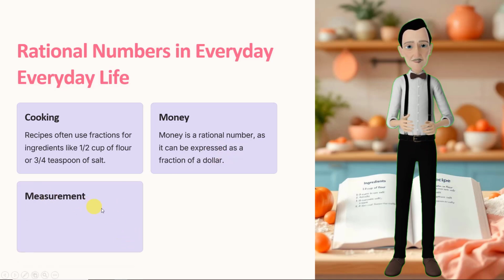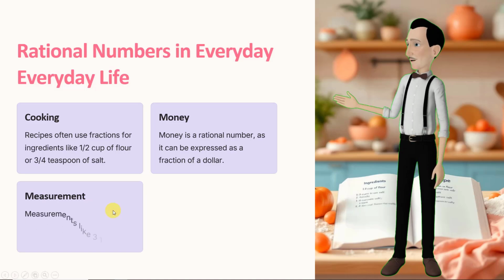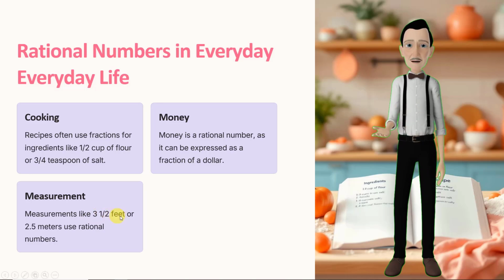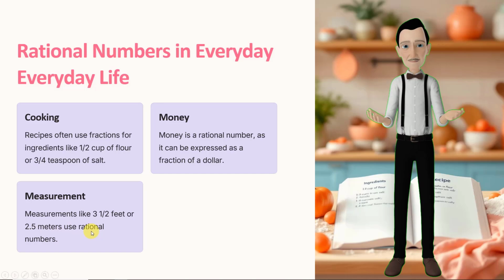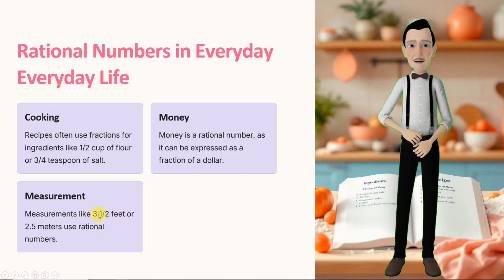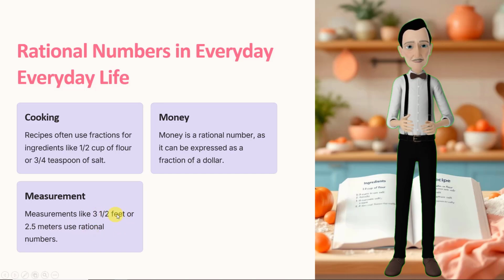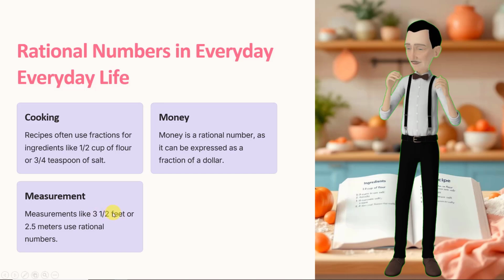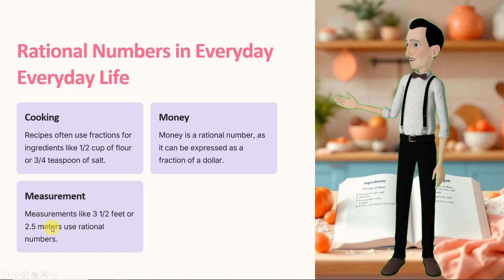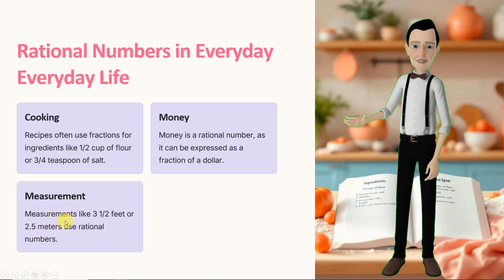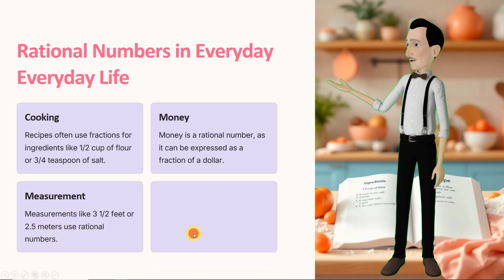Then measurements, of course. Measurements like 3.5 meters or 2.5 meters use rational numbers. Feet and yards and stuff like that are the old English system. I think the Americans are still using it, although the rest of the world uses meters, millimeters and centimeters, etc.